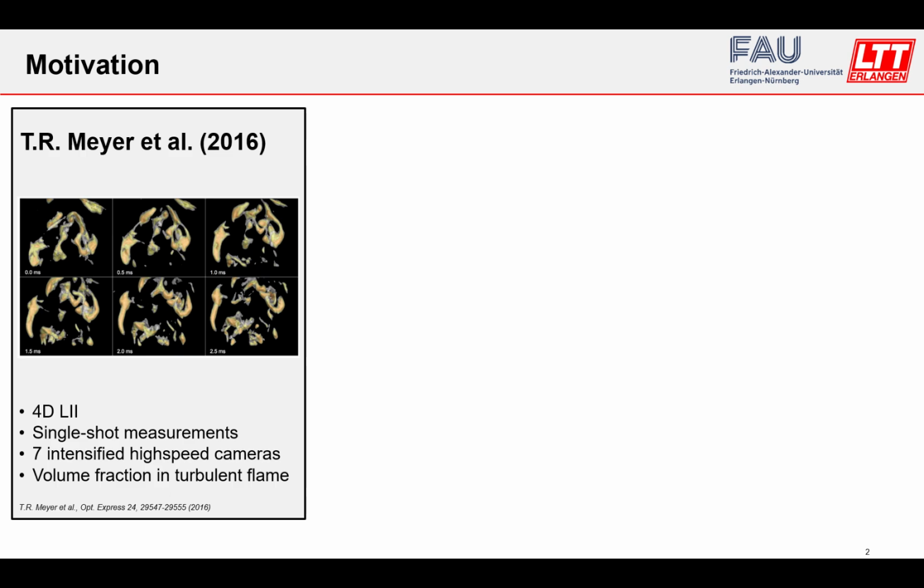this work. The first one is from Terry Meyer et al. From 2016, and they measured the soot volume fraction in a turbulent flame, and this was in fact a 4D LII measurement, as 3 dimensions were the spatial dimensions and the fourth was the time domain. This was a single shot measurement and they did this with 7 intensified high-speed cameras.